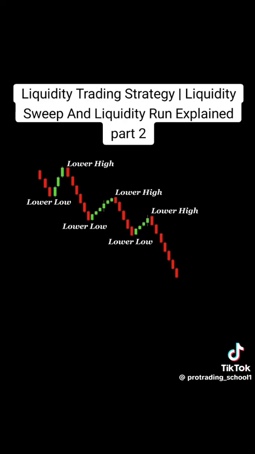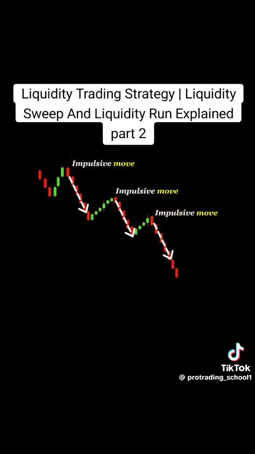A downtrend also has two key movements. Impulsive move, a strong drop driven by aggressive selling. Retracement move, a temporary rally before sellers take back control. The impulsive move pushes the market downward. The retracement attracts liquidity, allowing institutions to reload short positions. Just like in an uptrend, liquidity runs appear during these retracement phases, helping fuel continuation.